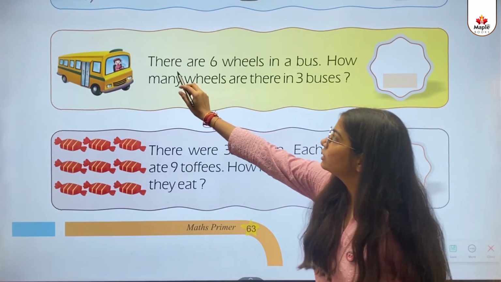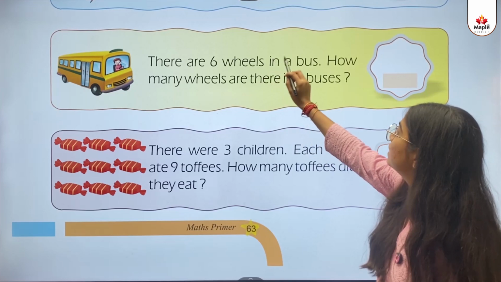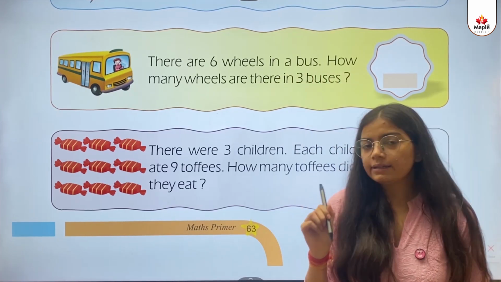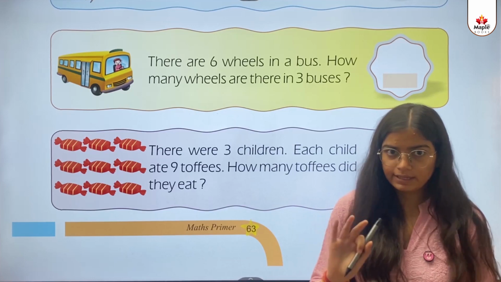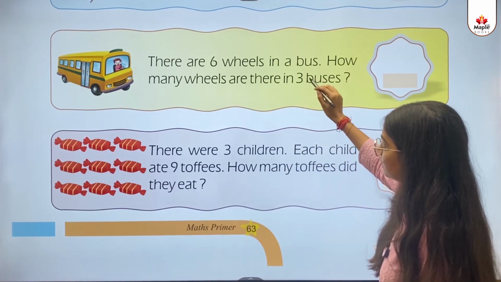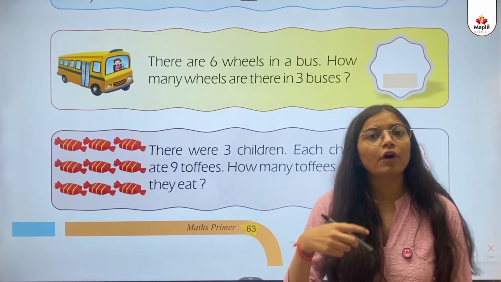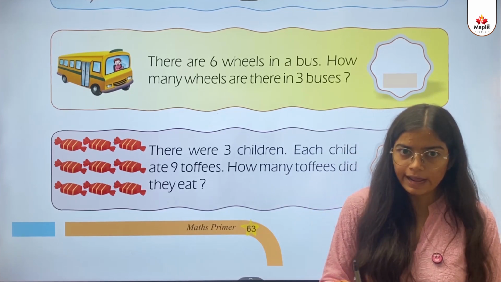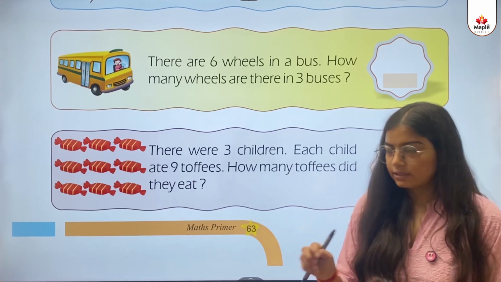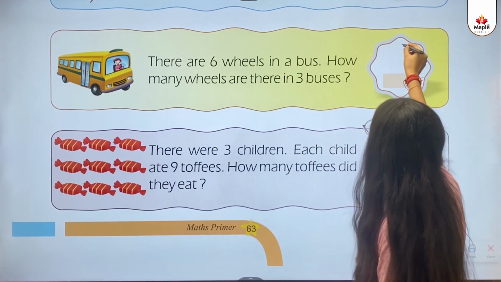Now the next question. There are 6 wheels in a bus. Is this much clear? How many wheels are there in 3 buses? So they are asking for 3 buses. So first we will write the wheels in a bus. So there are 6 wheels. So what will we write?